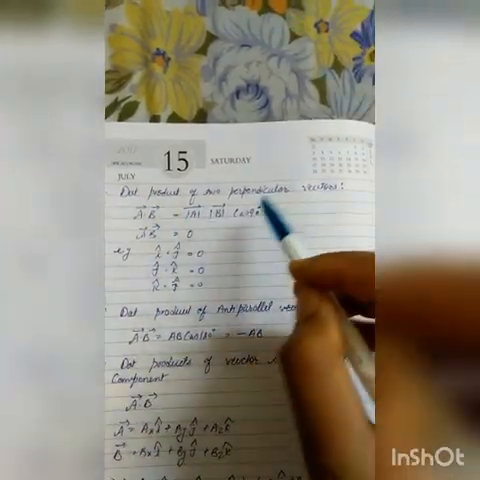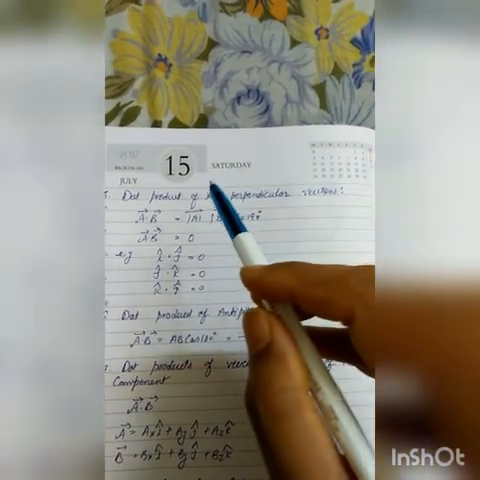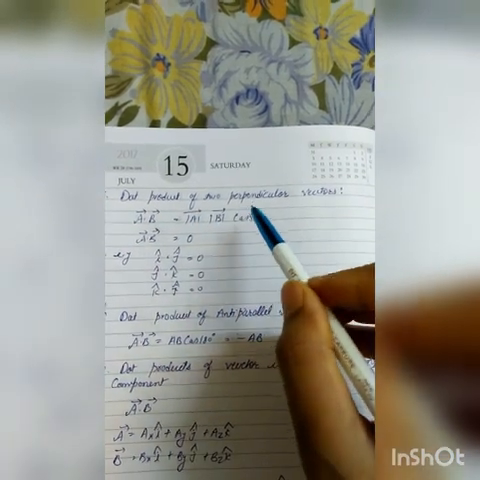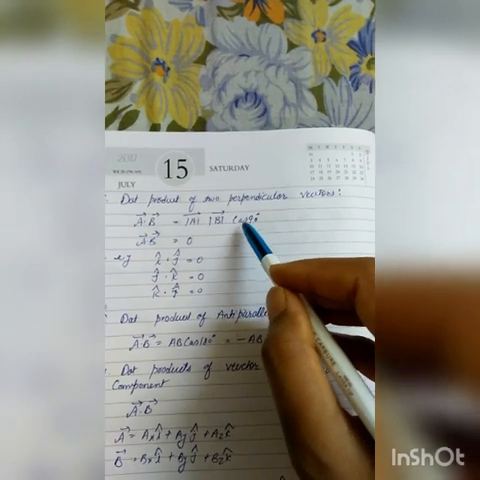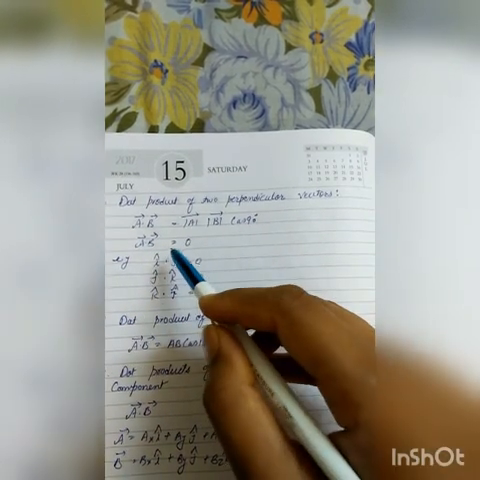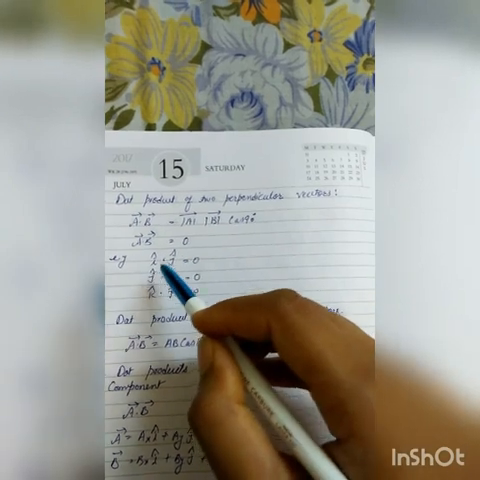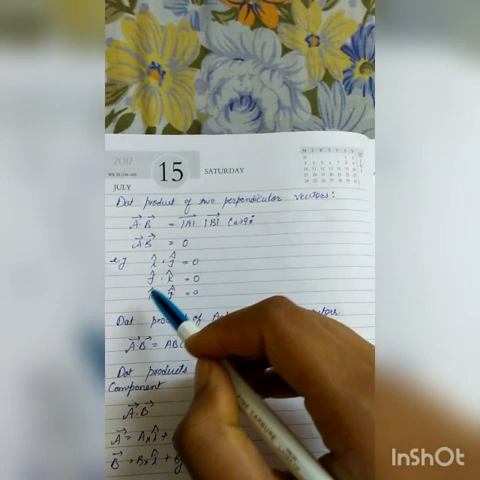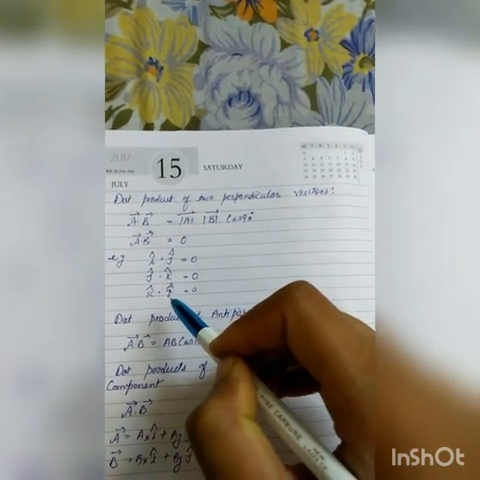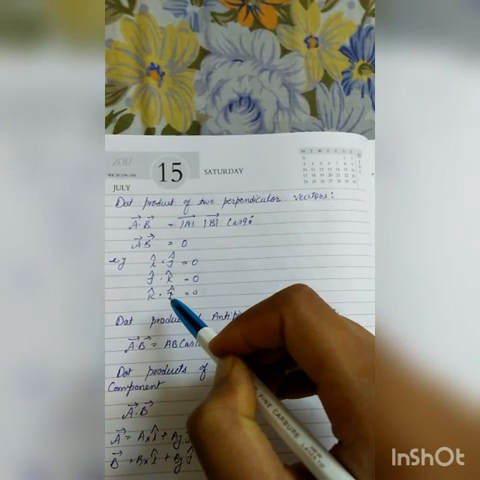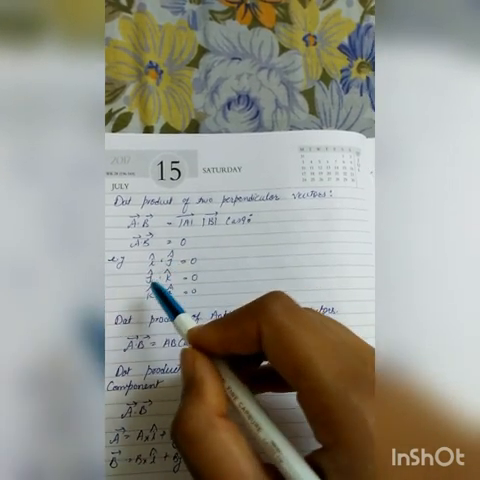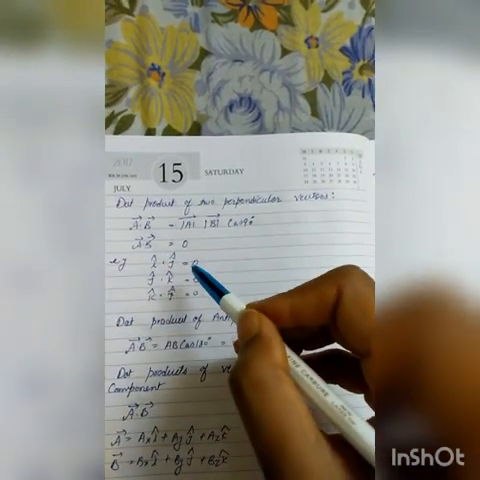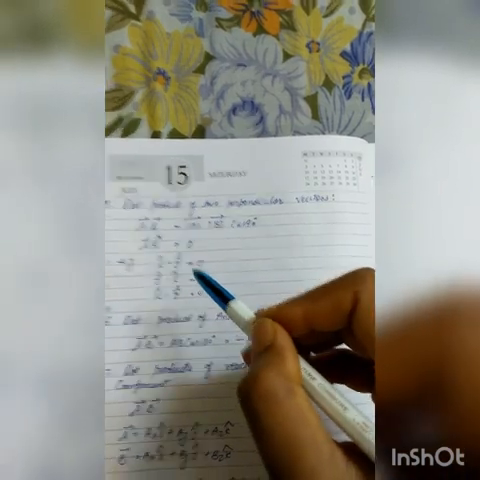Dot product of two perpendicular vectors, meaning rectangular components of A vector and B vector. For perpendicular vectors, the angle is 90 degrees and cos 90 is 0. So A dot B is equal to 0. I and J are mutually perpendicular. J and K are also mutually perpendicular, and K unit vector and I unit vector are also perpendicular vectors. So the dot product of two perpendicular vectors is 0. The dot product of similar vectors is 1 and of two perpendicular vectors is 0.